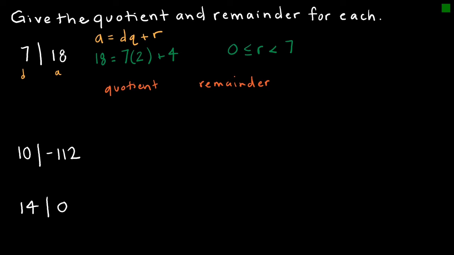So a quotient can also be written as Q equals A divided by D. And so in this case, we're saying the quotient of 2 is equal to 18 divided by 7, which makes sense, because when we took 18 divided by 7, 2 was the quotient.